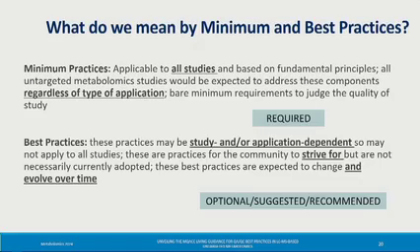So for the living guidance, what do we mean by minimum and best practices? The minimum practices are applicable to all studies and based on fundamental principles. All untargeted metabolomics studies would be expected to address these components regardless of the type of application. Those bear the minimum requirements to judge the quality of the study. The minimum practices are required.